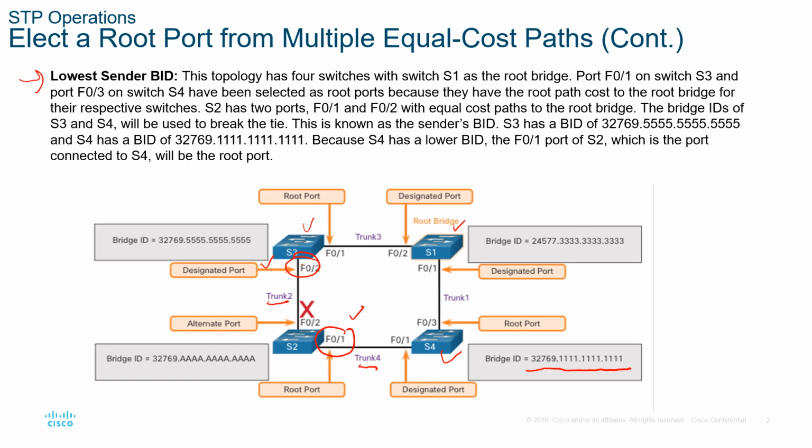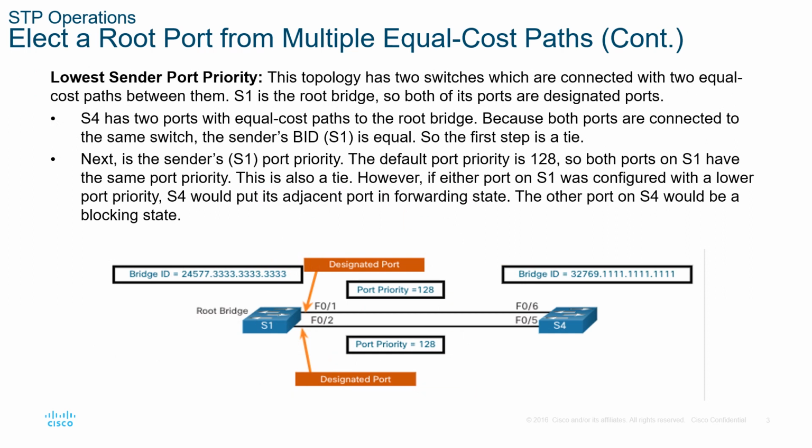The second criterion to elect a root port from multiple equal cost paths is by looking at the sender port priority. To demonstrate this criterion, we change the topology to one where two switches, S1 and S4, are connected with two equal cost paths between them.